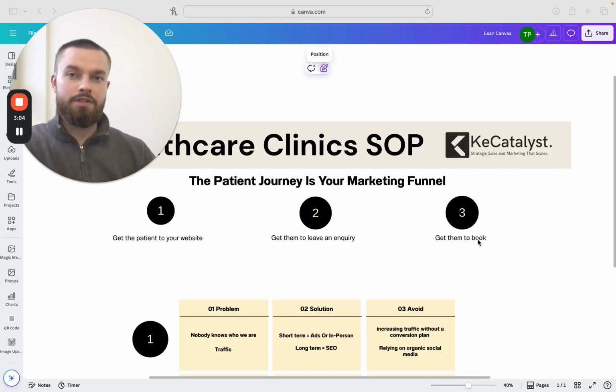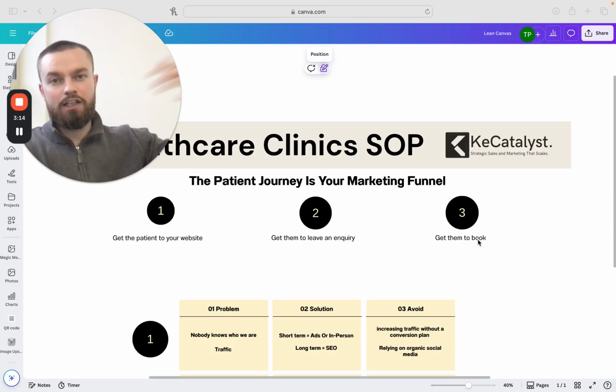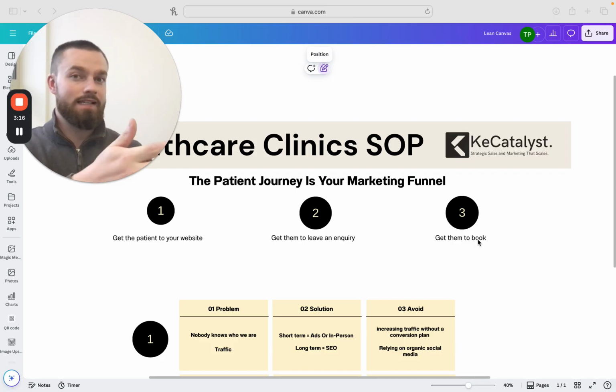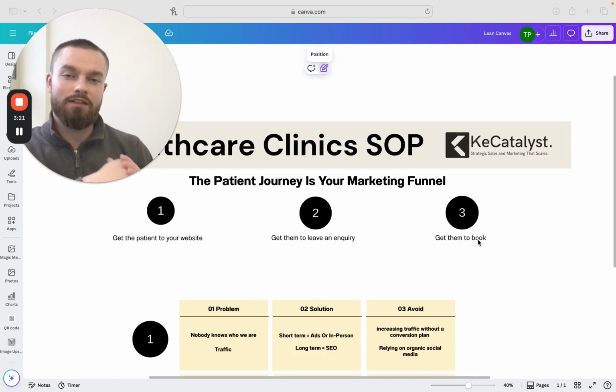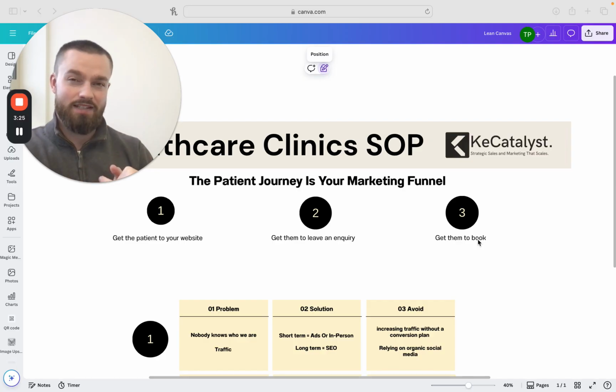So although your problem is a traffic problem, you need to preemptively solve the conversion problem that you're going to get on the back. I think about it like turning a tap on: you don't want to turn the tap on at the top, getting loads of people to come to your website, which is an easy thing to do, without having an idea of how to actually convert those people at the bottom. So once they get to your website, make sure that you have a system set up to make it easy for them to leave an inquiry, and also know what to do once they've left an inquiry, because that's where your return on investment is, not on the initial increase in traffic.